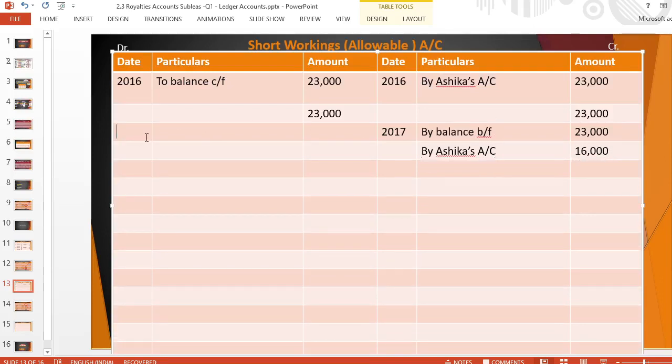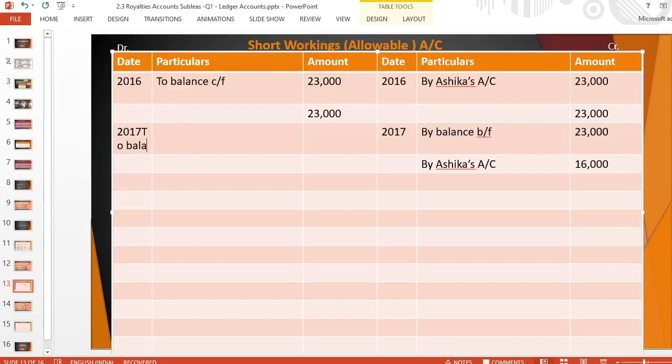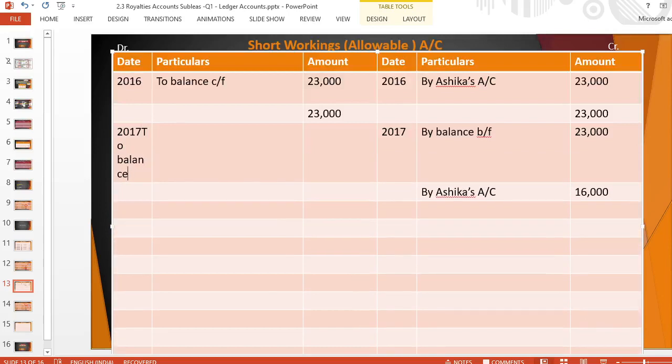Again in 2017, no further entries. So neither recoupment nor written off. So I'll transfer the balance. So to balance, carried forward.